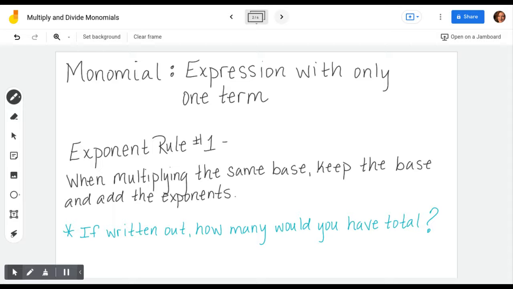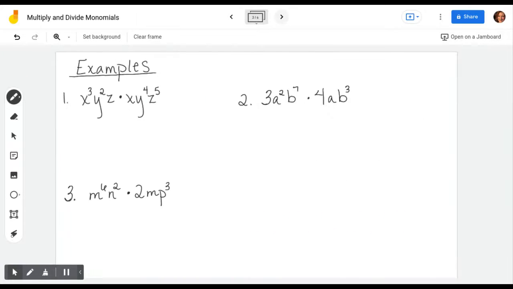There in blue, I have written out kind of my little shortcut reminder for what this rule really is so that it doesn't sound quite as confusing. Think about if you wrote all those out. So instead of x to the third, if you actually wrote x times x times x, do that with each monomial and then count how many times you've written it out total. That's how you decide what your new exponent is going to be. So let me show you some examples.